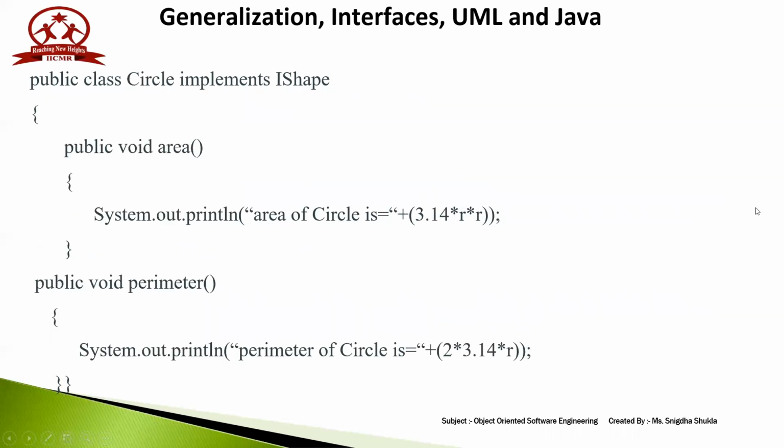In a similar way, there is another class called circle. That class is also implementing the IShape interface. In this class also, we write the body or define the area as well as the perimeter method. But inside this circle class, the area method calculates the area of the circle, whereas the perimeter method calculates the perimeter of the circle. The formula for the area of a circle is pi r square and the perimeter of a circle is 2 pi r.